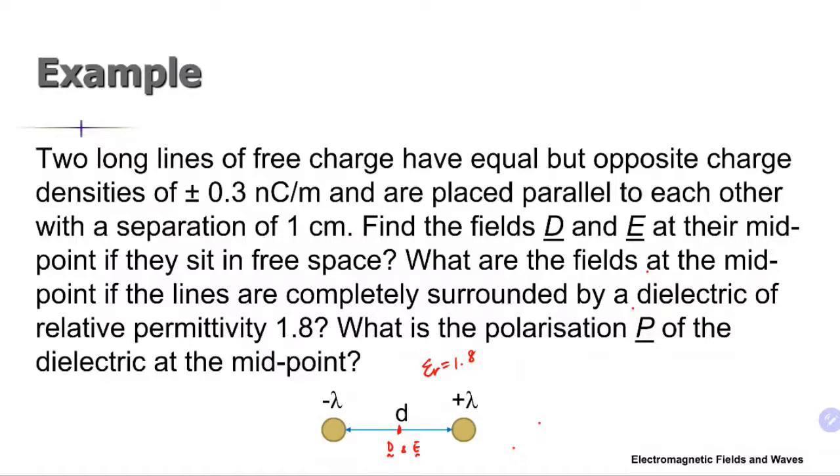The second one: what is the field at the midpoints if the lines are completely surrounded by a dielectric of relative permittivity 1.8? And what is the polarization of the dielectric at the midpoint? Okay, so you're going to solve for the electric flux density at the midpoint, and you can use Gauss's law to do that. So you need to know what sort of Gauss surface you want to draw around your diagram.